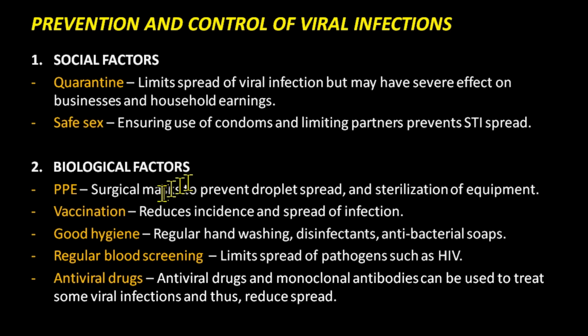Biological factors, the use of PPE, so surgical masks to prevent droplet spread, and sterilization of equipment. Vaccination reduces the incidence and the spread of infection. Good hygiene, such as regular hand washing, disinfectants, and antibacterial soaps, help to prevent or limit communicable disease spread. Regular blood screening can limit the spread of pathogens such as HIV, and antiviral drugs and monoclonal antibodies can be used to treat some viral infections. Monoclonal antibodies has been used to treat COVID-19, for example.